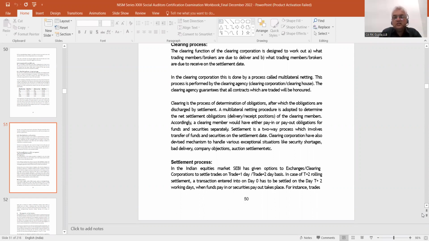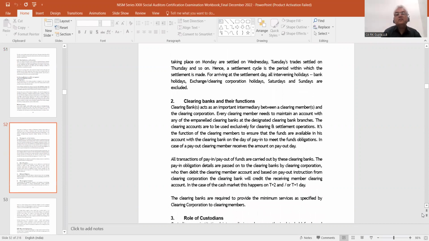national holidays, gazetted holidays, all the stock exchange holidays, they are all excluded. So T plus 2 working days is when the funds pay-in or securities payout takes place. For instance, trades taking place on Monday are settled on Wednesday. Tuesday's trades are settled on Thursday and so on. Hence, the settlement cycle is the period within which the settlement is made. And for arriving at the settlement day, wherever there are intervening holidays, suppose bank holidays, exchange or clearing corporation holidays, Saturday and Sunday, they are excluded.